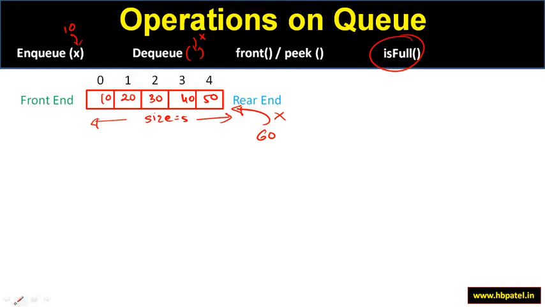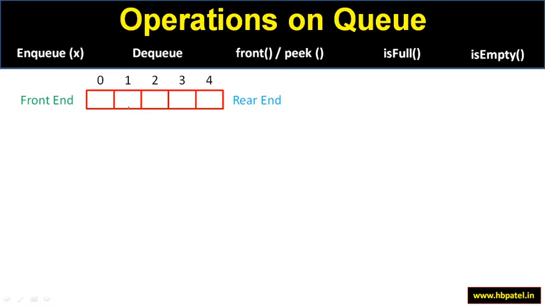And the last part is whether the queue is empty or not. Suppose this is the situation where there is no specific item in the queue. What if you wish to delete something from this? What if you wish to execute dequeue? You cannot execute it. Why? Because there is no item, so you cannot delete anything from it. So these are a few functions that we will be doing in our programming, right?